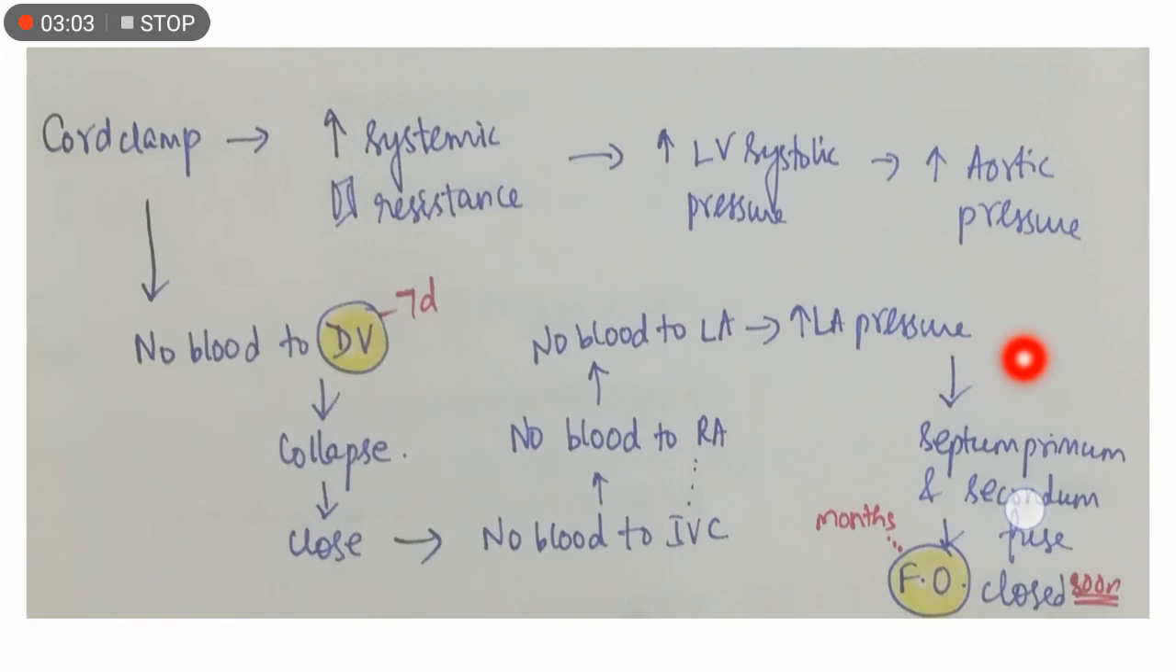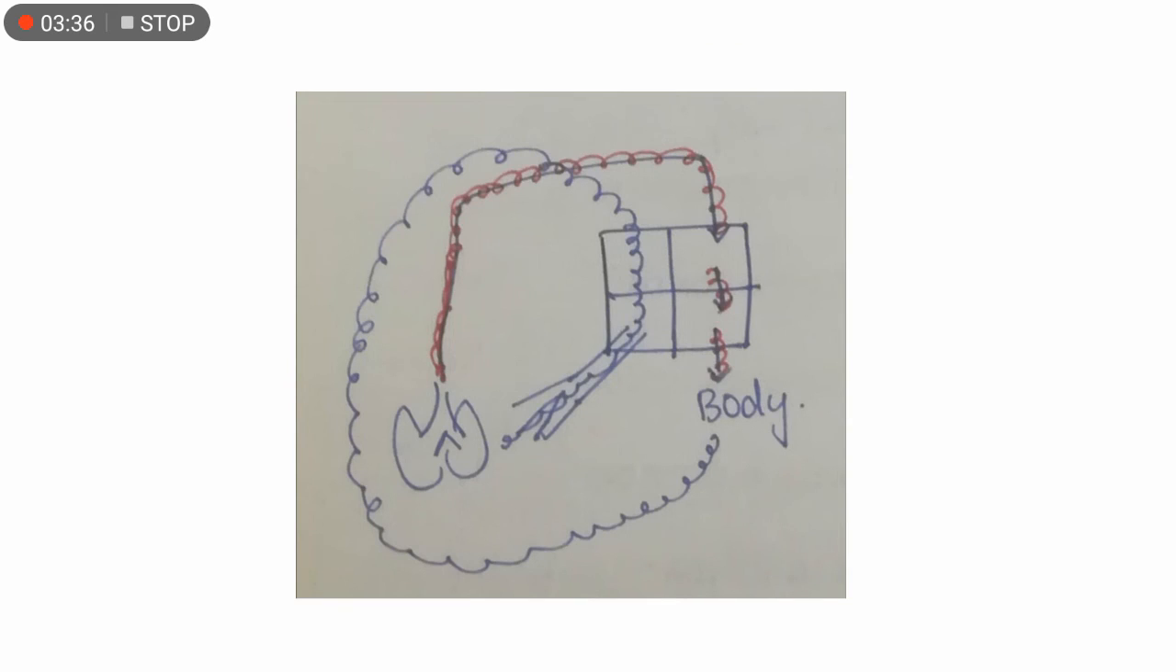This pressure change, which was not present in intrauterine life, will make the septum primum and the septum secundum fall upon each other and fuse. Ultimately it will close immediately, but for a tight seal to occur it will take a few days. So that's how the foramen ovale also closes. An additional thing which happens is that systemic vascular resistance is high. The left atrium has high pressure, the left ventricle also has high pressure, and the aorta also has high pressure. So the ultimate result is similar to an adult circulation.